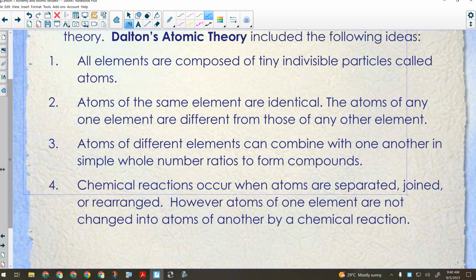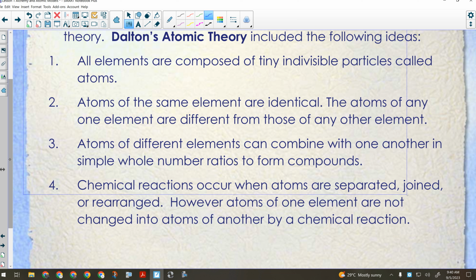All elements are composed of tiny, indivisible particles called atoms. Are these four points something you should know? Yeah. Definitely. That would totally be something I would put on Thursday's quiz. Dalton's atomic theory is crucially important for our understanding of the behavior of matter. All elements are composed of tiny indivisible particles called atoms.